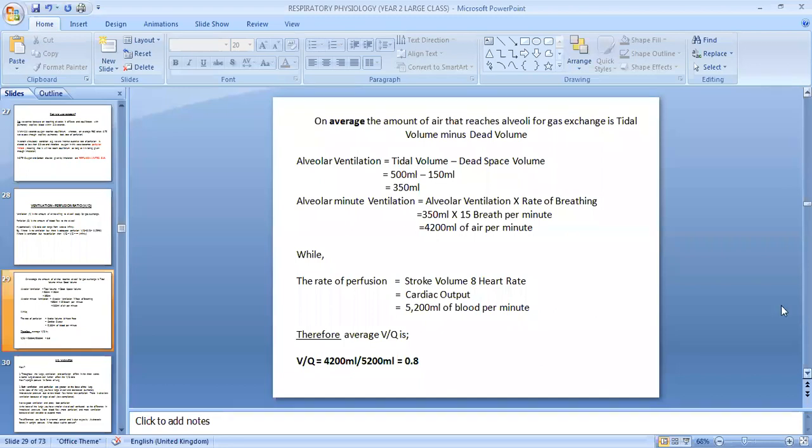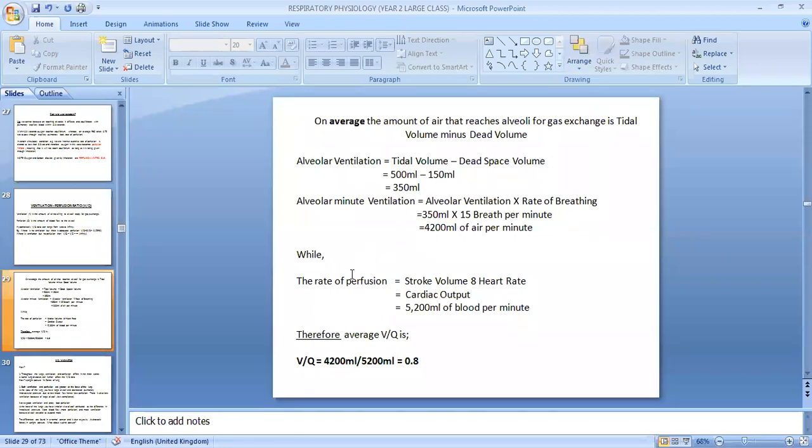But you have about 15 breaths per minute. Therefore, if you multiply alveolar ventilation by the rate of breathing, 15 breaths per minute, it gives you what we call alveolar minute ventilation. And the alveolar minute ventilation is therefore 4,200 ml of air per minute that takes part in gas exchange.